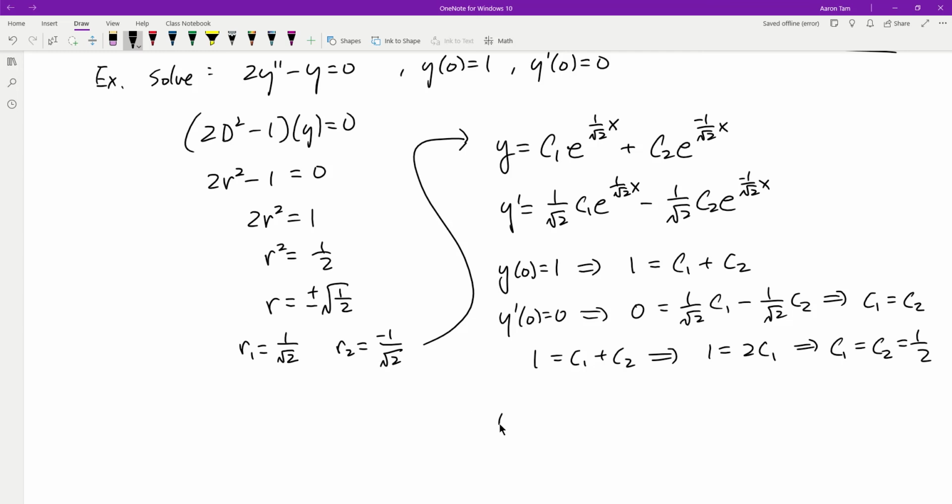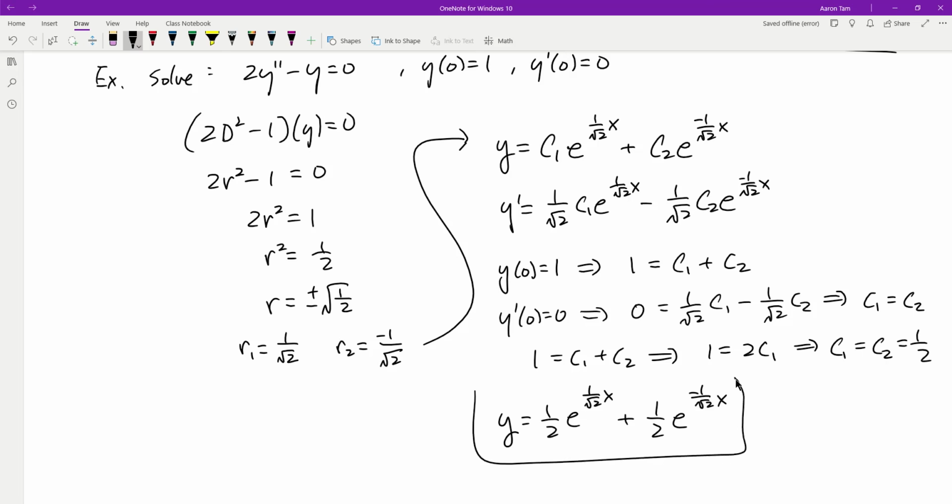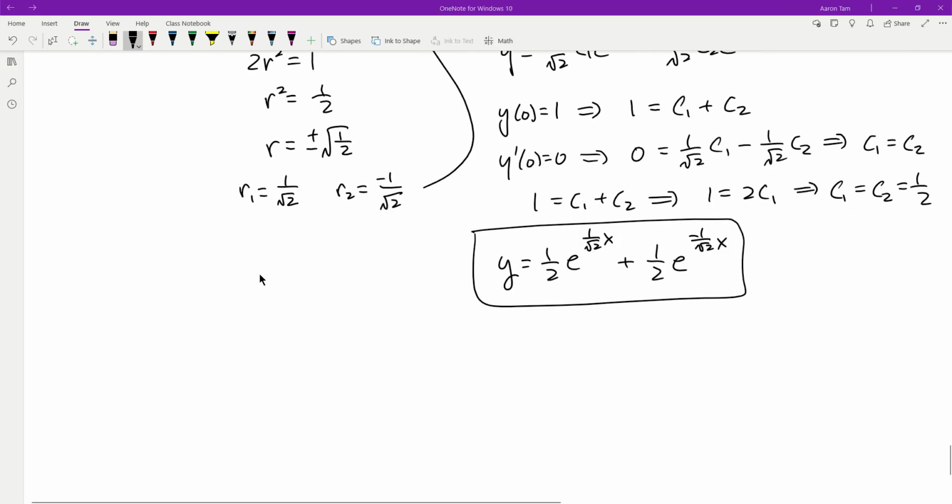So now I have my solution. y equals 1 half e to the 1 over radical 2 x plus 1 half e to the negative 1 over radical 2 x. That becomes my differential equation solution. All right, so that's the solution to this differential equation initial value problem.